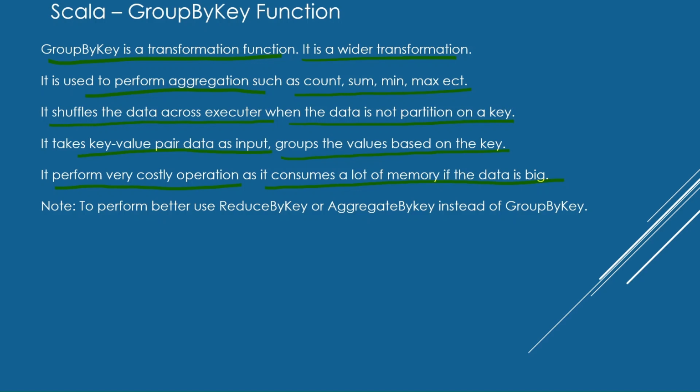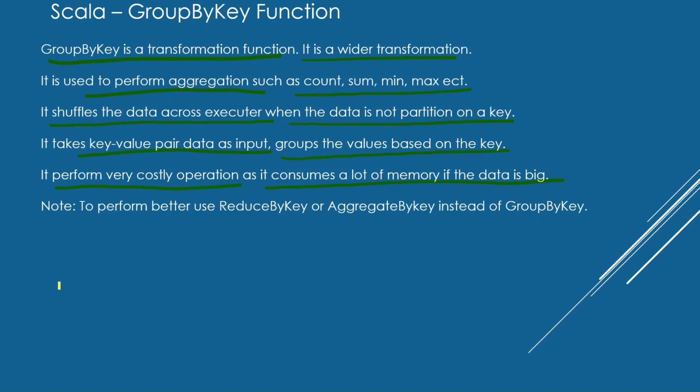Other functions like reduceByKey also do a lot of shuffles, but reduceByKey shuffles the data at the last stage of the transformation, whereas GroupByKey starts shuffling the data from the first stage of the transformation. That's why it consumes a lot of memory and becomes a very expensive operation.